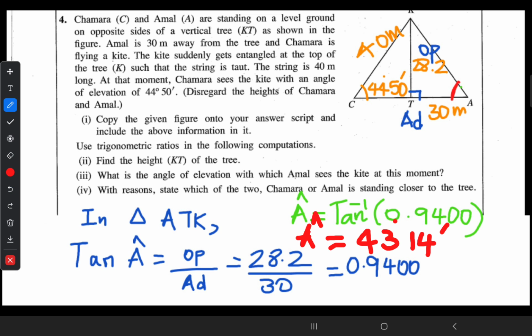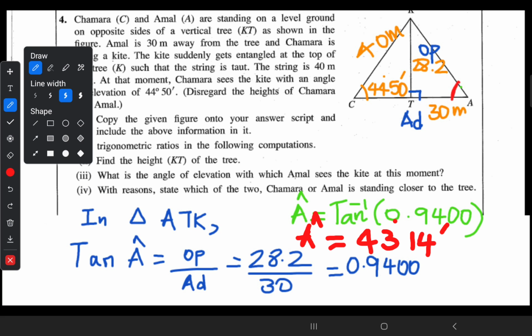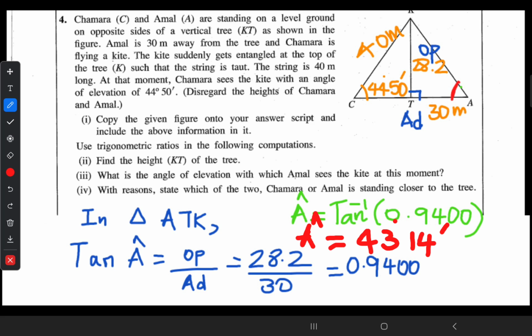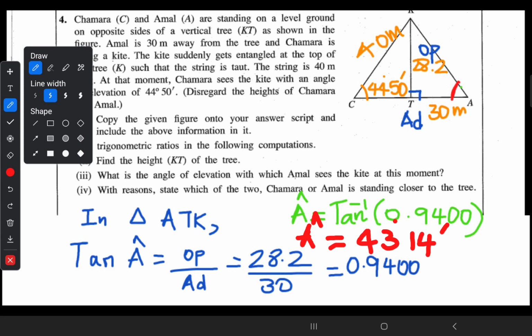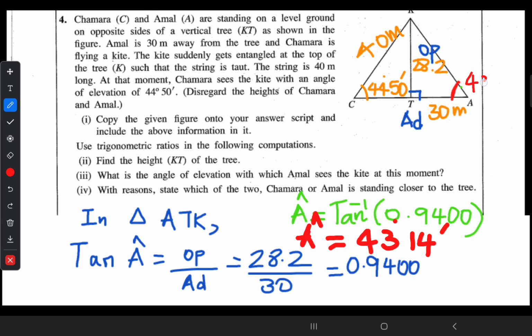Okay, next question. With reasons, which one of these two, Chamara or Amal, is standing closer to the tree? Okay, standing closer to the tree. You should understand this one clearly. Now we have both of their angles. Now by using their angles, we have to determine who is near to this tree. By using the angle only, we have to determine that one. Okay, just think about it.